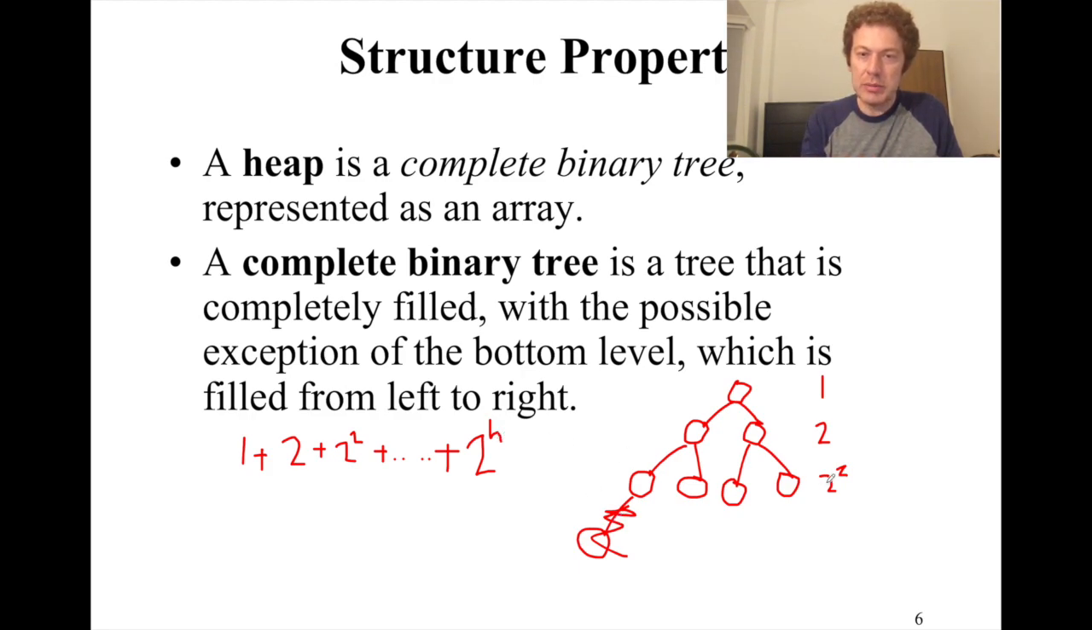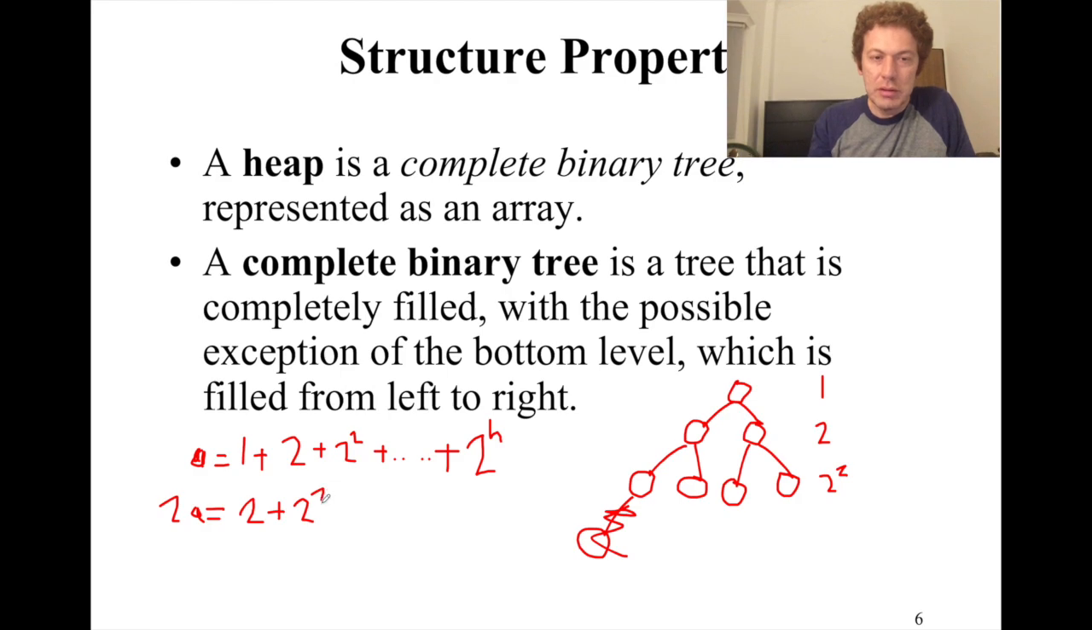Anyway, so 2 to the 8, because in the last level, I have 4 nodes. So this is the number I want to come up with. Let's call this A. But I want a closed formula for this, and I can derive it. What is 2A? I'm basically multiplying above by 2, nothing cool happening here. So all the way up to 2 to the 8 plus 1, because of the last item.